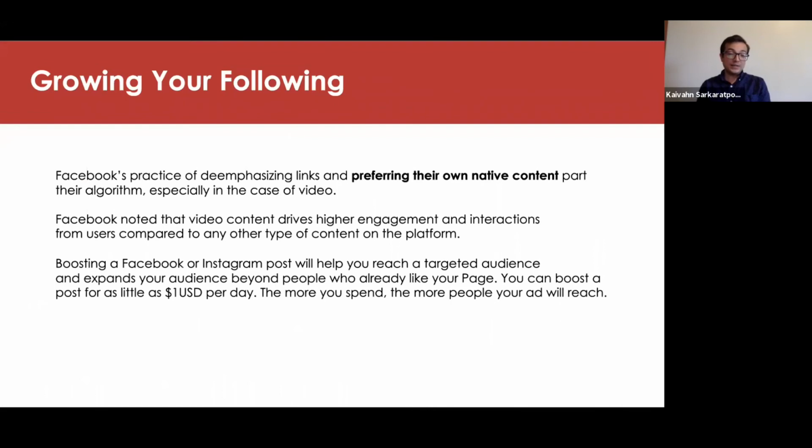More examples are, Facebook has a practice of de-emphasizing links and prefers their own native content as part of their algorithm, especially in the case of video. So links that could be to a website, that could be to YouTube, they want you to stay on the platform. So they won't share that content as high up on your newsfeed as they would with other content that is built into the platform. So making sure that all of your content is viewable within Facebook or within Instagram is important.